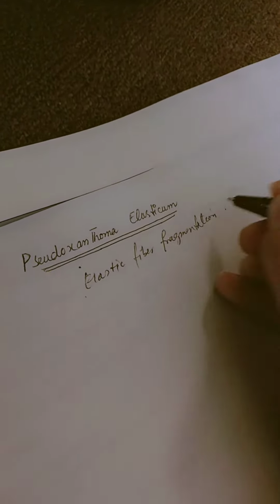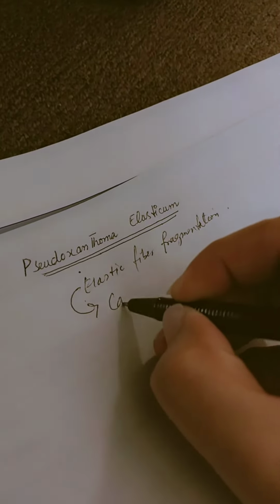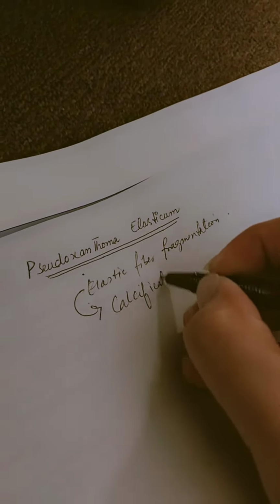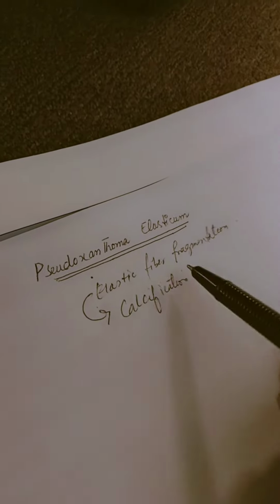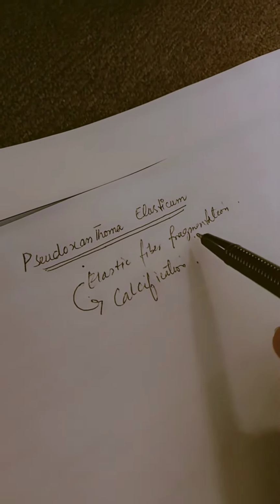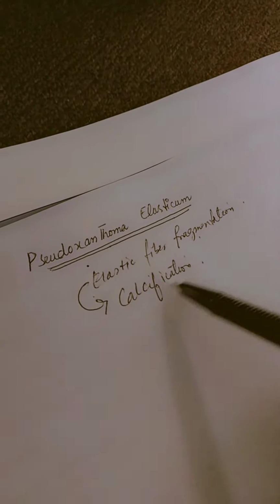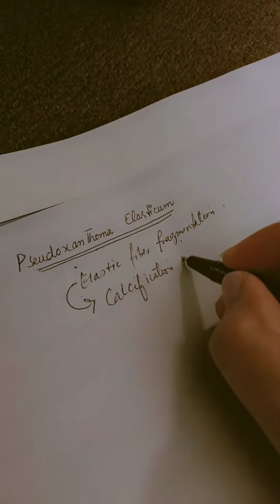So, we forget about the second component, which is calcification. That is very, very important. Along with the fragmentation and degeneration of elastic fiber, you have to remember the calcification of elastic tissue as well.